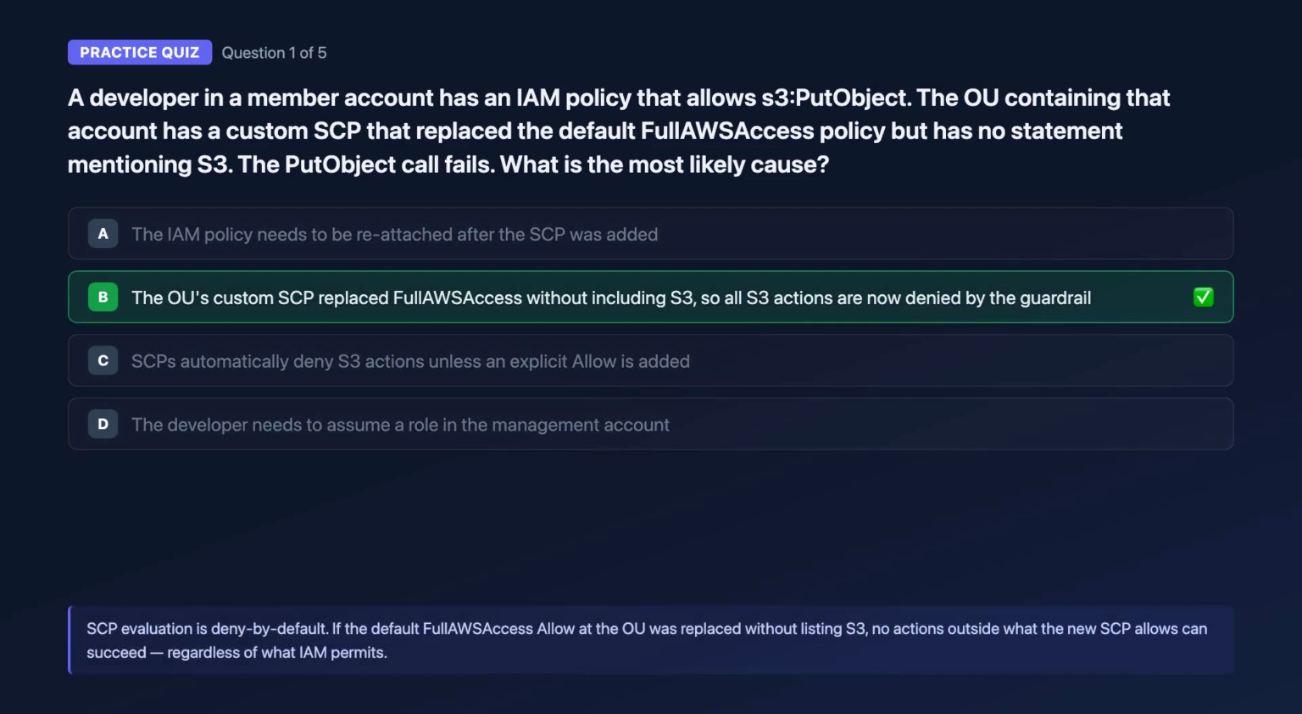The right call here is B. SCP evaluation is deny by default. If the default full Amazon Web Services access allow gets replaced at an OU, and the replacement doesn't list S3, no S3 action can pass through, even with a perfect IAM policy underneath. The lesson is that SCPs are filters layered on top of IAM, and both layers have to allow the action.